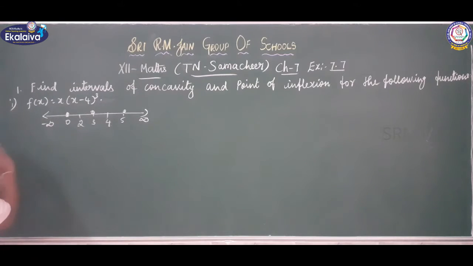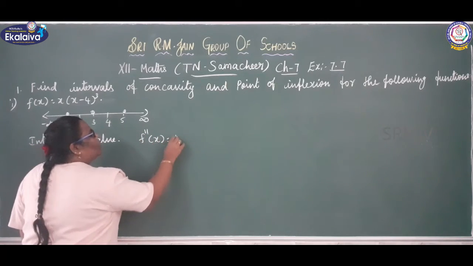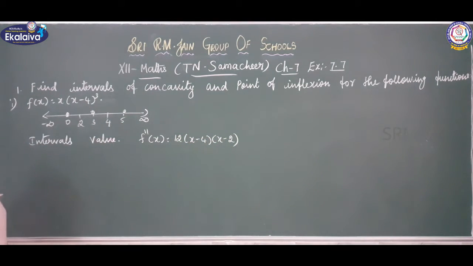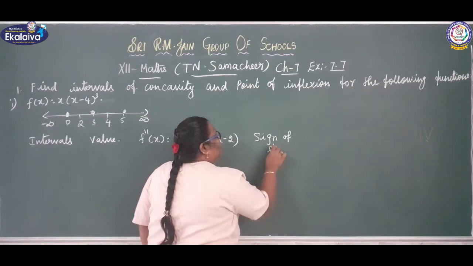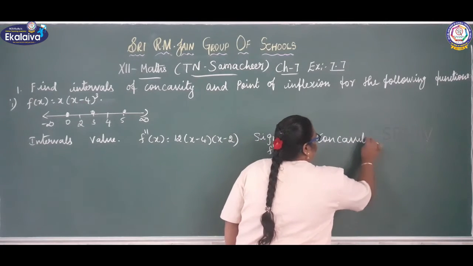See here, you can draw the tabular column. Intervals, what are the values we are going to take? You can write value, then f double dash of x. What is f double dash of x equal to? 12 into x minus 4 into x minus 2. You can split that value, because we factorized, that value alone you can take as 12 into x minus 4 into x minus 2, then sign of f double dash of x, then concavity, either concave upward or concave downward.